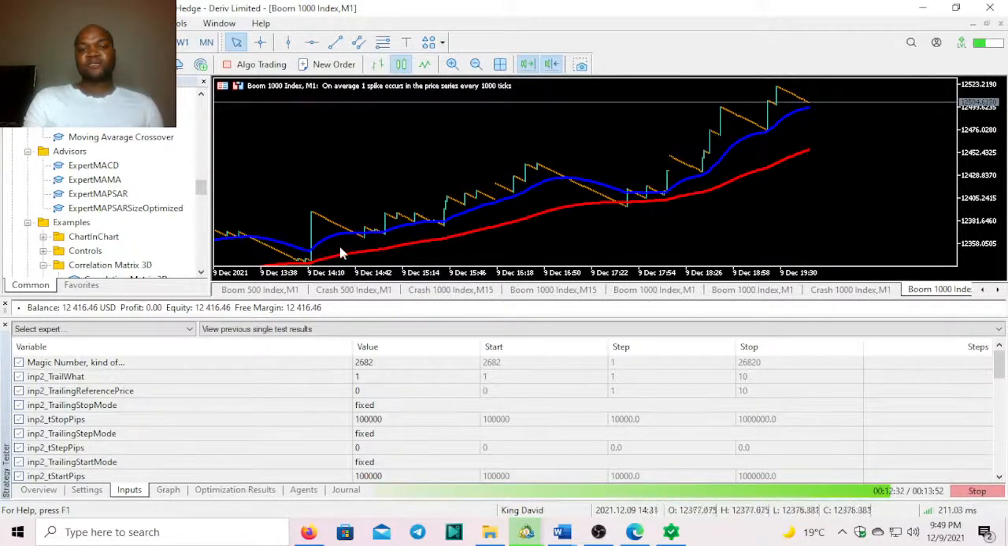It's for free. I'm giving it to you for free, and you can adjust it so that it meets your needs. You can even use it on Boom 500. Play around with those figures.